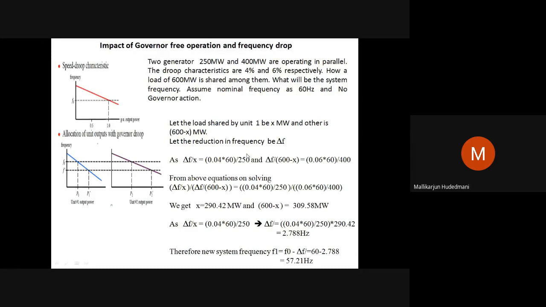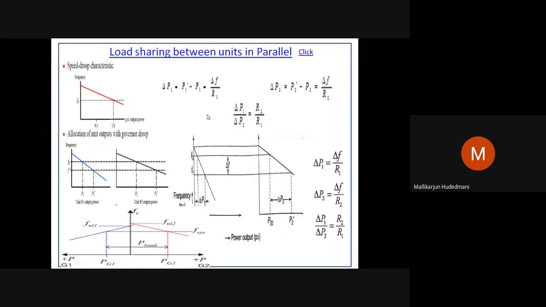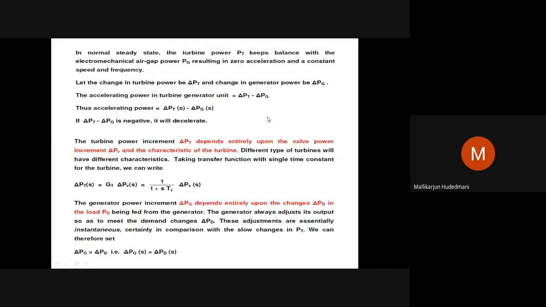This was one of the equations we have learned. I go back and show you. This is what we have seen: delta P1 by delta P2 equal to R2 by R1. The delta P1, delta P2 were the incremental changes here. This is a change, this is a change. So in proportion to their capacity and droops, there is a relation. So this is what is being taken over here.